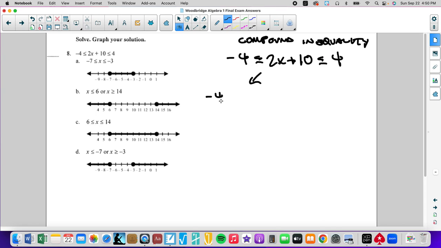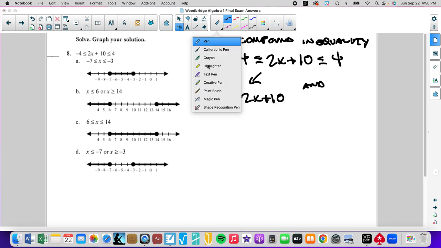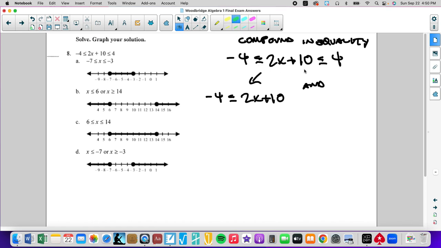So we're going to take -4 is less than or equal to 2x plus 10, and we're going to take this left side. So we break this into 2 statements. We have this statement, and then we have this statement. So the other part of that equation is 2x plus 10 is less than or equal to 4. And now we solve it.